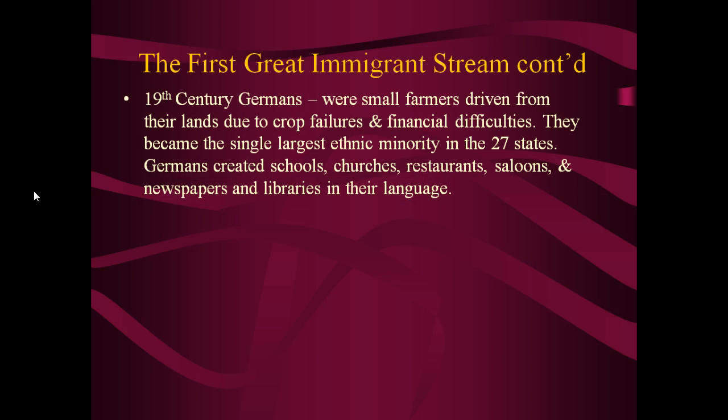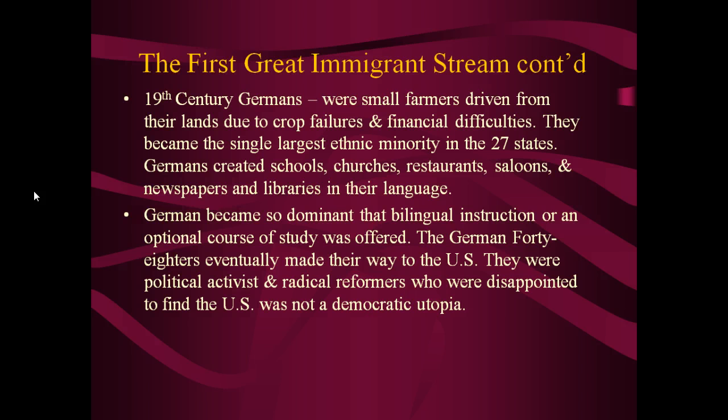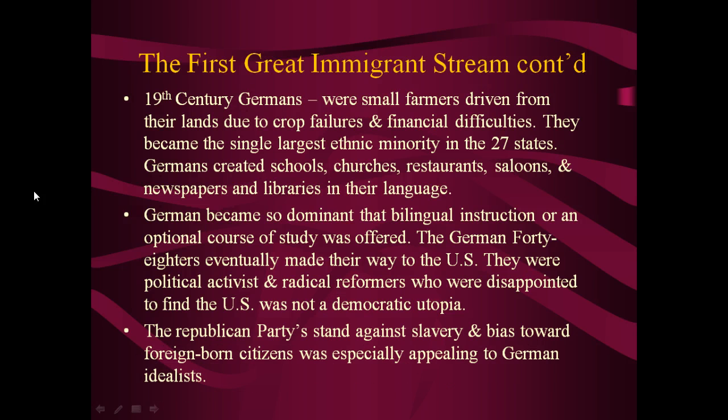The 19th century Germans were the other group that arrived, and like the Irish, they were driven from their lands because they also experienced crop failures as well as financial losses. The Germans were the largest minority in the 27 states at that time. They became so dominant that bilingual instruction was an optional course of study. The Germans actually had the first official bilingual education on the East Coast.